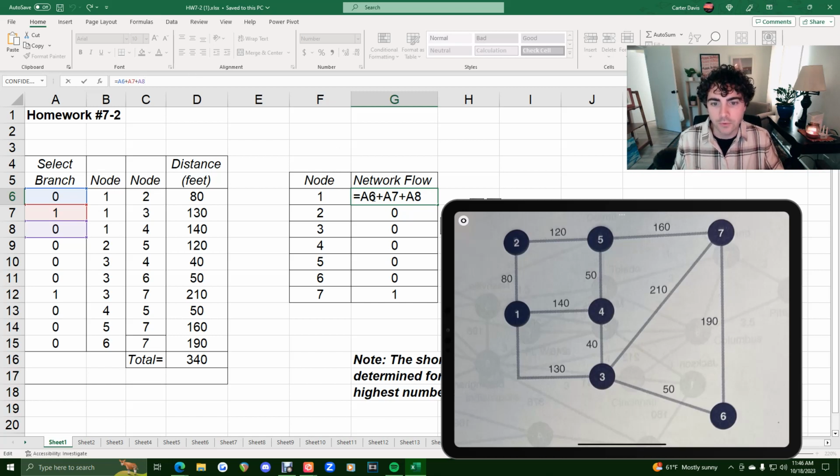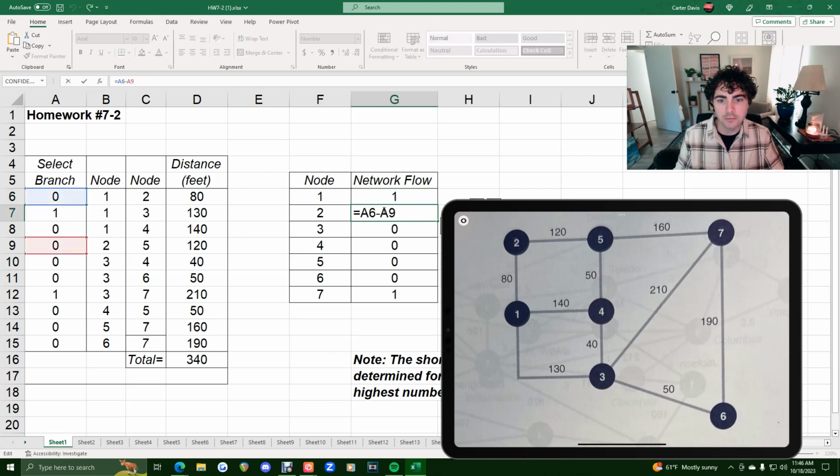So for the network flow for 1, you're just going to add up basically the flows out of 1. So just add up the branches that go away from 1. So that is the branch of 1 to 2, 1 to 3, and 1 to 4. Okay, so you add those up.